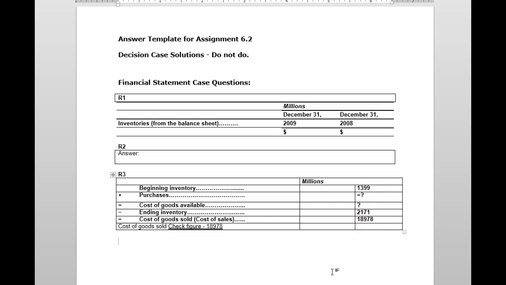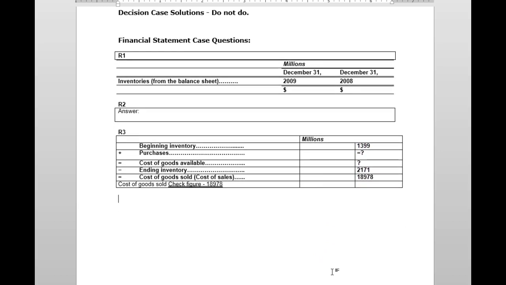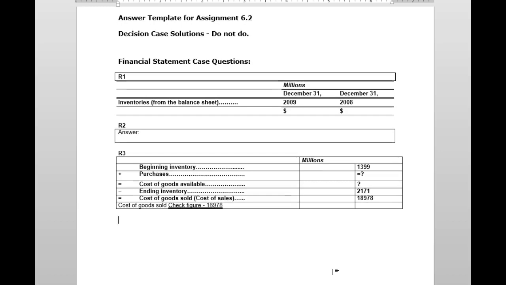So I think I'll leave you with that. And I believe that's about the end of the questions. So you can kind of see, number one, how it's applied. And then you can apply what you've learned about how to calculate cost of goods sold to find information that isn't put onto the income statement or the balance sheet.